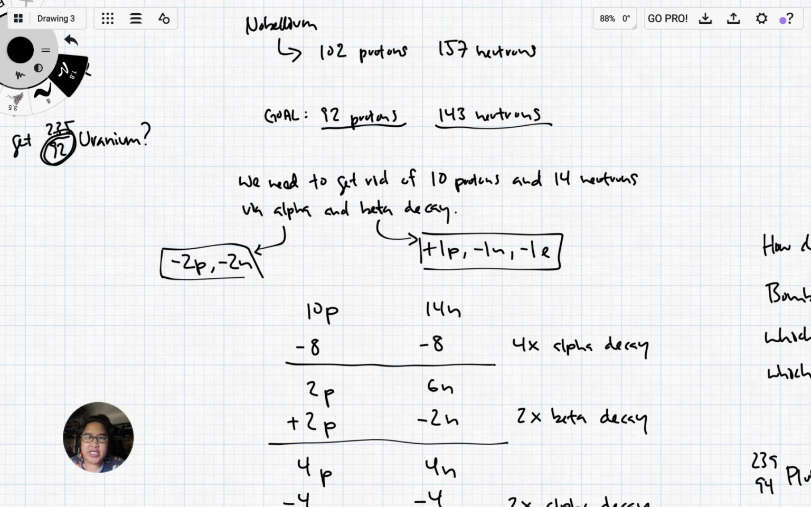We have processes called alpha and beta decay. Alpha decay is when you take away 2 protons and you take away 2 neutrons. In beta decay, you add a proton and you get rid of a neutron and an electron. That is what's happening. And so to get from 102 to 92 protons, we need to get rid of 10 protons. And to get 157 neutrons to 143 neutrons, we need to get rid of 14 neutrons.